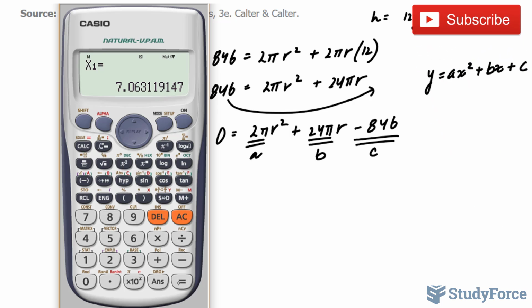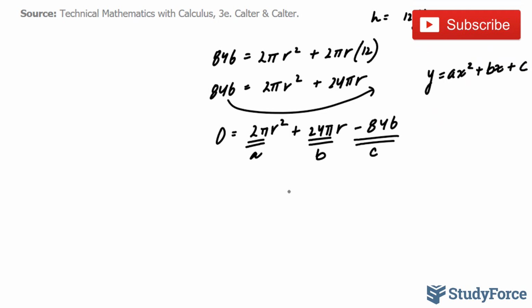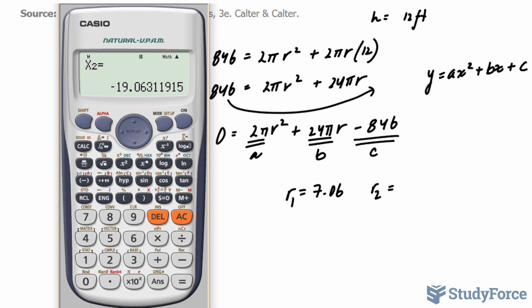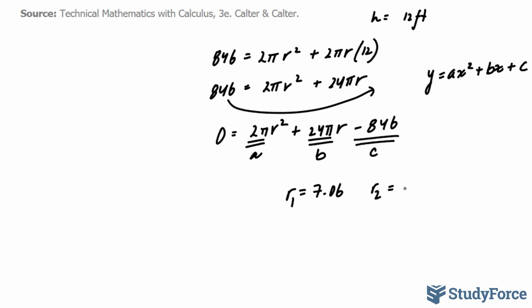The first r we get is 7.06. r is equal to 7.06. And with quadratics, you can always get up to 2 solutions. So we'll assume that there's another solution if we click equals. And there is, negative 19.06.